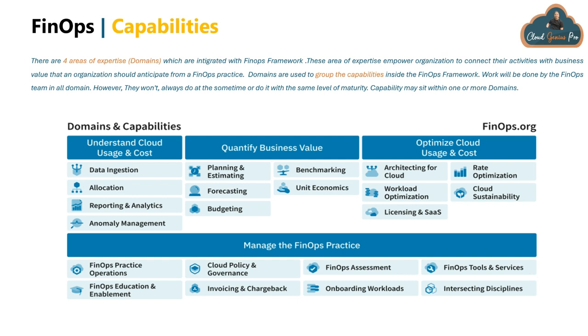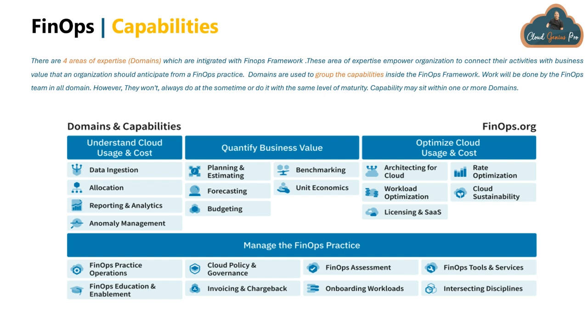So let's start from the first domain, which is understanding cloud usage and cost. Multiple capabilities, like how the FinOps team or operations team is going to ingest data into the monitoring tool and the reporting tool, come under the data ingestion capability. Then allocation of cost, which you are already aware of, is how to allocate the cost of cloud services, even shared services. I have prepared multiple videos around these topics. You can go through the playlist and you will find the videos covering all these capabilities.